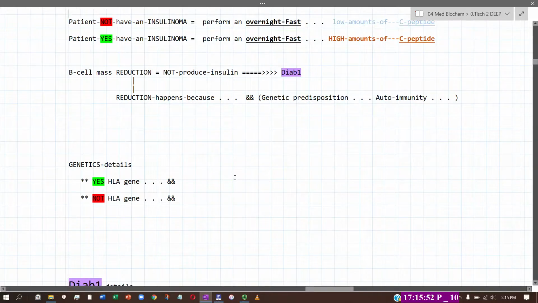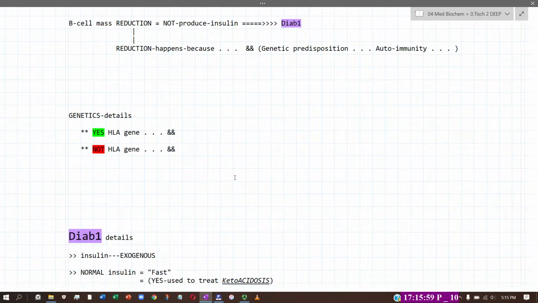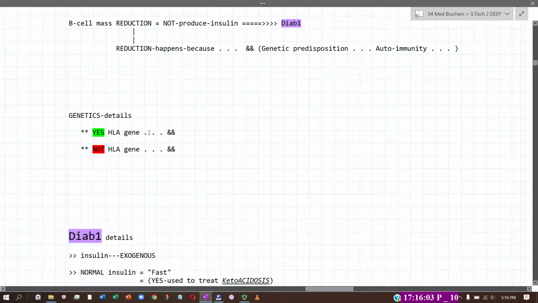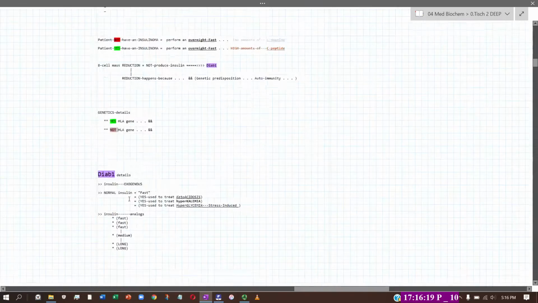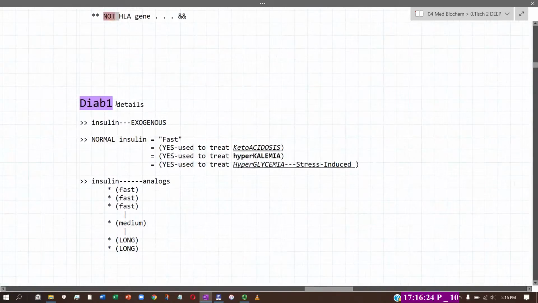So then we can get into details about genetics. So with diabetes 1, there is a gene named HLA. I'm pretty sure from the immunology class that it stands for human leukocyte antigen. So there's two scenarios to consider: whenever the HLA gene is involved and whenever it is not involved. So moving on, now here we dive into diabetes 1 details.